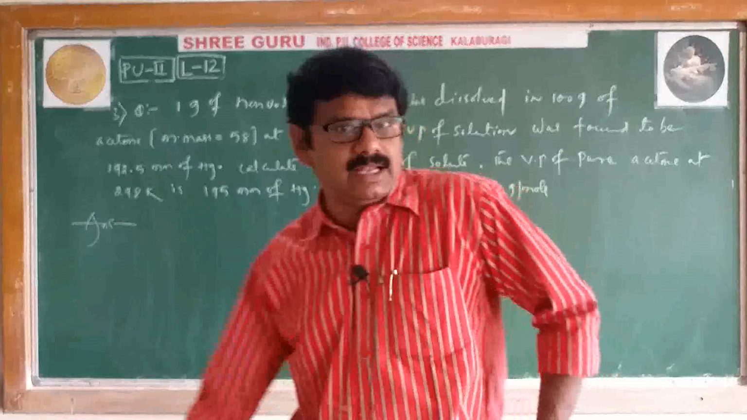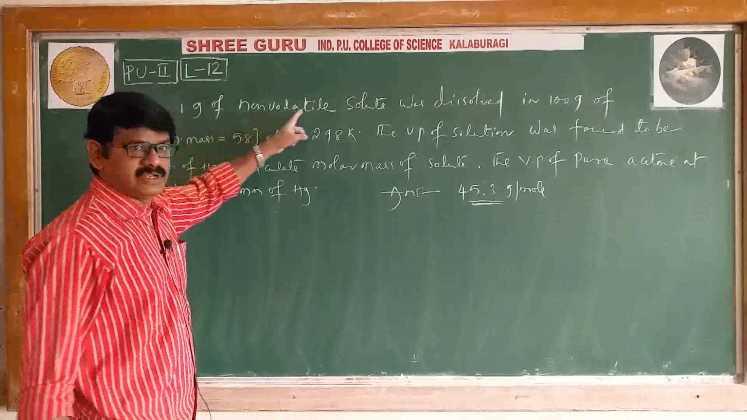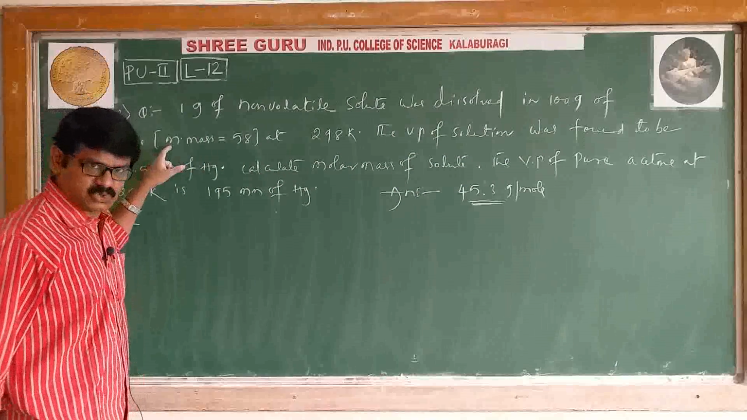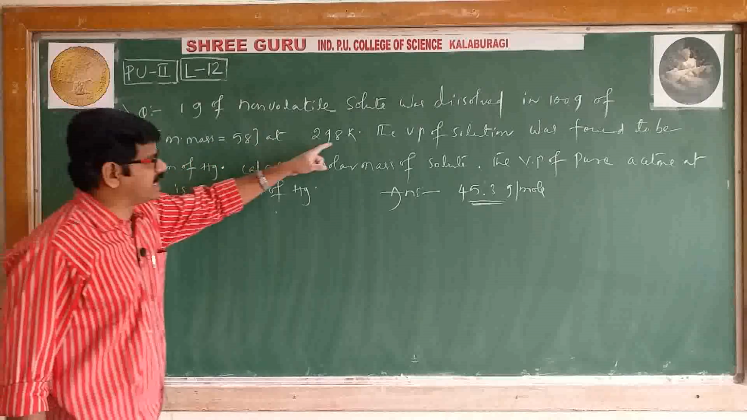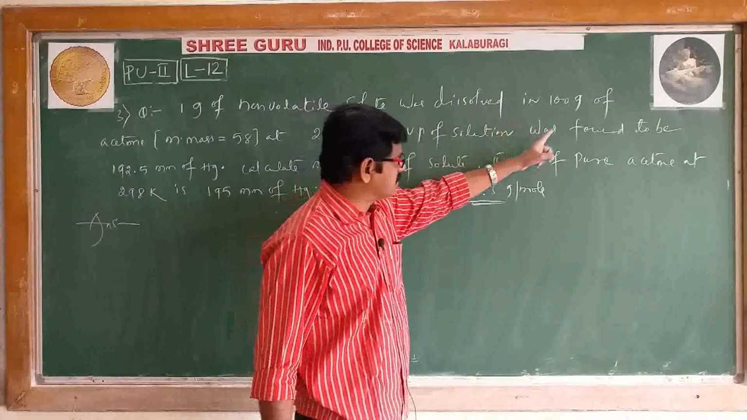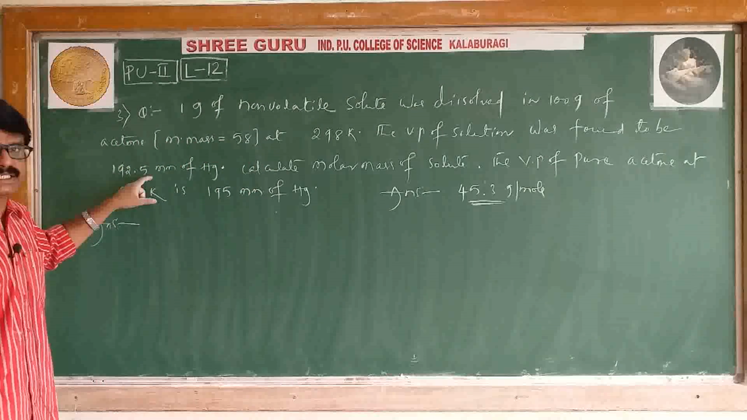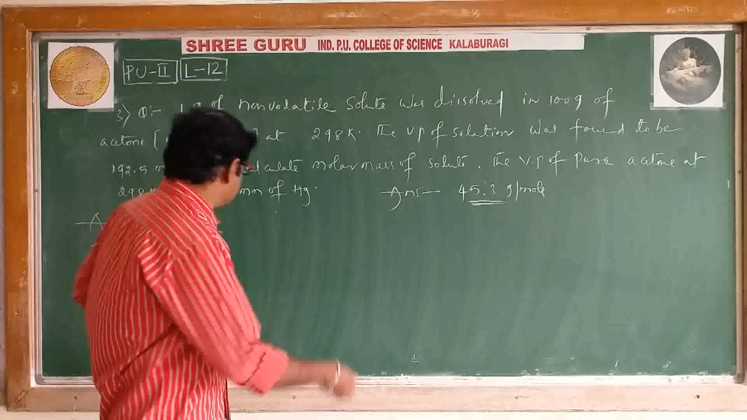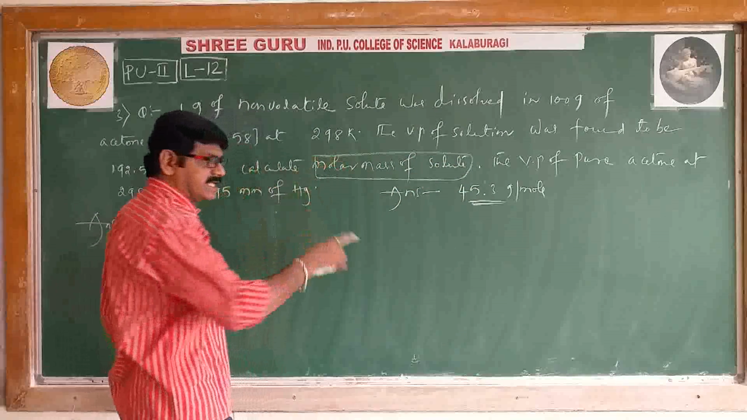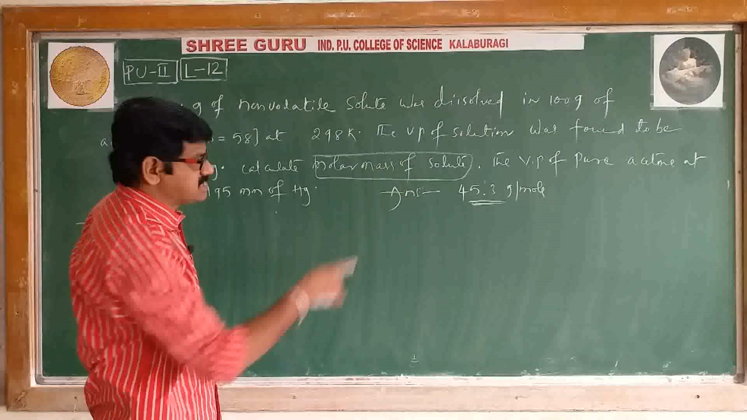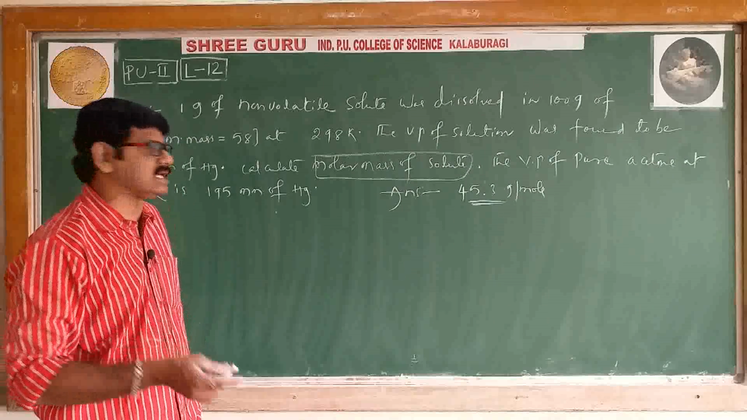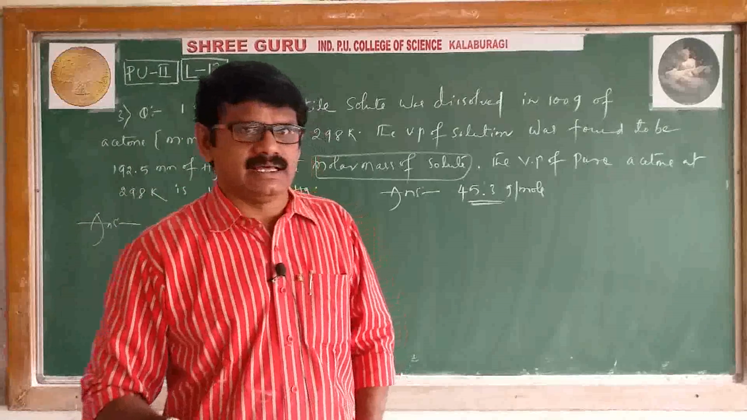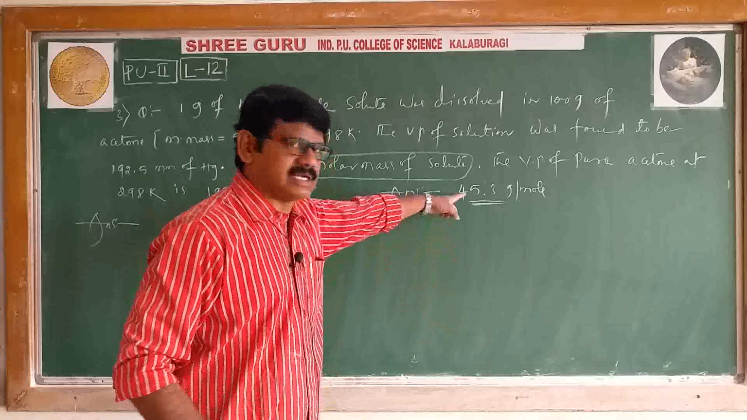This question, let's try to understand. 1 gram of non-volatile solute was dissolved in 100 grams of acetone, whose molar mass is 58, at 298 kelvins. The vapor pressure of the solution was found to be 192.5 millimeters of mercury. Calculate the molar mass of solute. Again, molar mass of solute M2 is being asked. Vapor pressure of pure acetone, nothing but pure solvent, is 195. We'll do one thing. I'll give you its complete data. Calculation is your job. I have already given its answer also.